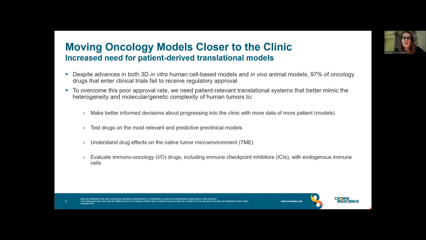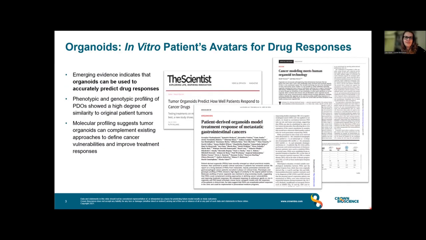which drugs we need to progress into the clinic, to test drugs on the most relevant and predictive models, and to understand the drug effects on the native tumor microenvironment. Also, at the services of Crown Bioscience, we can evaluate immuno-oncology drugs, including immune checkpoint inhibitors. To that end, we use our organoids as in vitro patient avatars for drug responses.